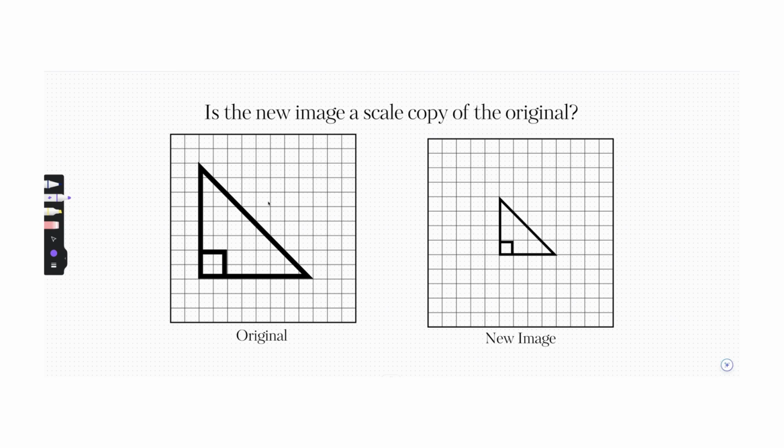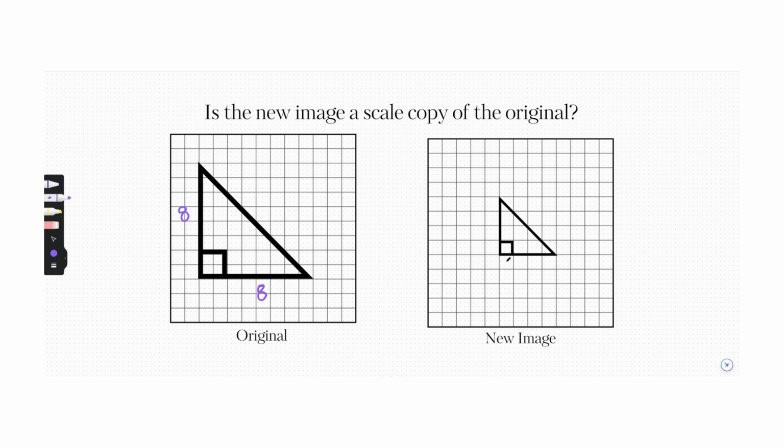Now the question is, is the new image a scale copy of the original? Notice the original is larger than the new image, so the image is being shrunk a little bit, but we want to know, is it a scale copy? Again, the way you tell is you measure the dimensions. I know the base is going to be 1, 2, 3, 4, 5, 6, 7, 8, and the height is also 1, 2, 3, 4, 5, 6, 7, and 8. So both the base and the height of this first right triangle are 8 and 8.